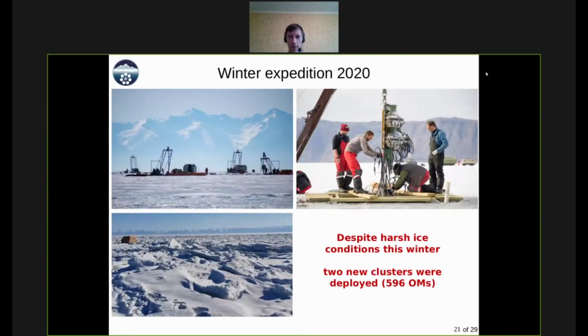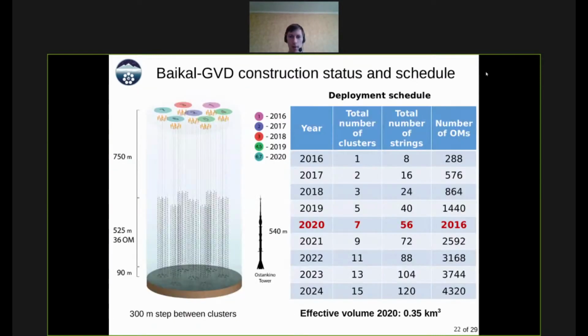In spite of harsh ice conditions, we managed to deploy actually the 2 new clusters last winter. And so currently we have 7 clusters, and the combined volume occupied by these clusters is about 1/3 of a cubic kilometer. So far we are moving through this deployment schedule just as planned, and we plan to build at least 15 clusters, so at least 8 more to go.